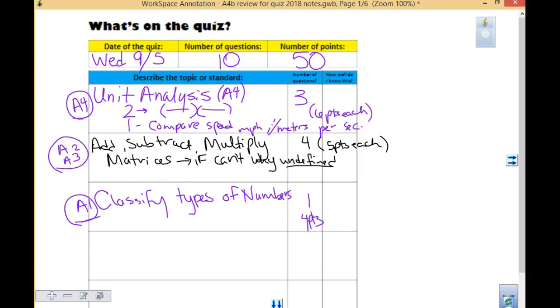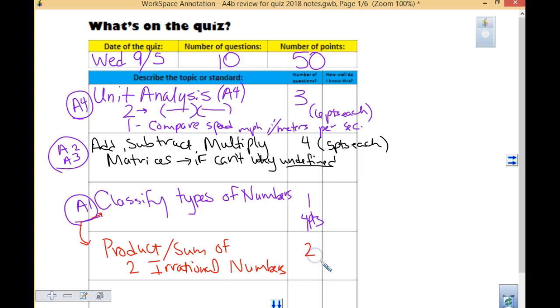And then we have still 1 more, and this is also A1. So both of these are from that lesson A1. If we are finding the product or the sum of 2 irrationals, there's 2 questions on that. I think they're 4 points each.